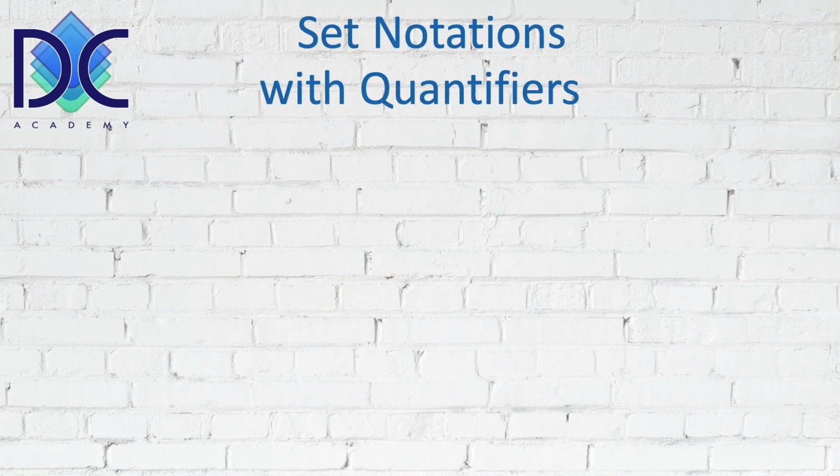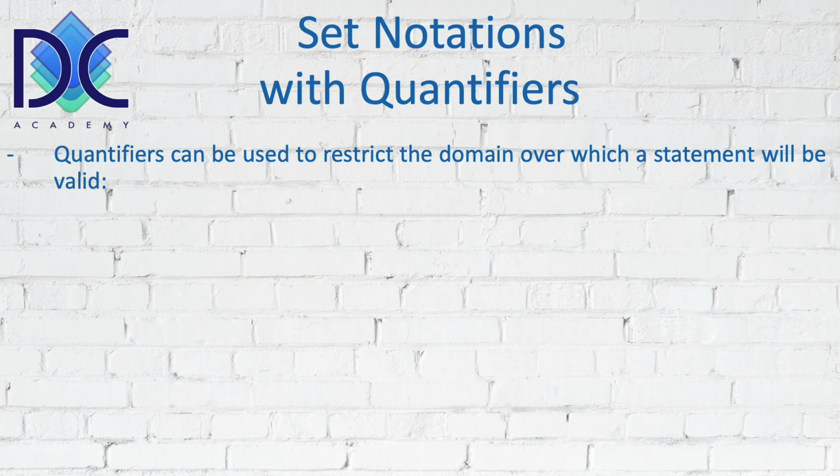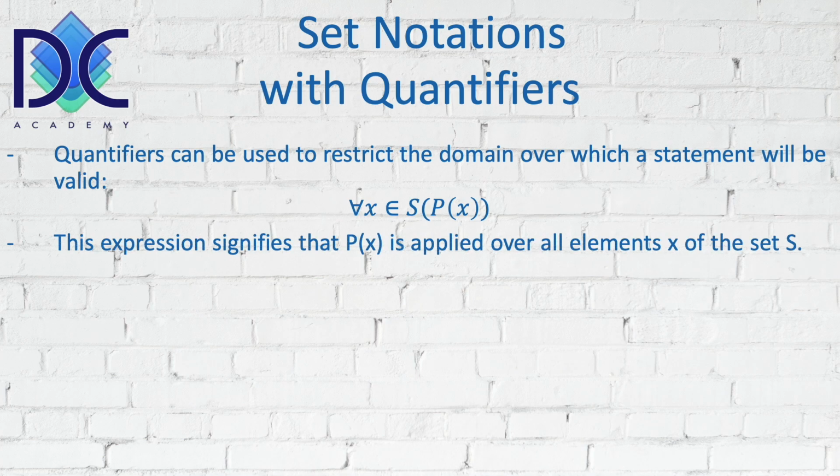We've seen quantifiers before. We look at a statement. For example, we had the universal quantifier for all x elements of S for which p of x is true. So this is in fact an expression using the universal quantifier that signifies that p of x is true over all the elements x of the set S.